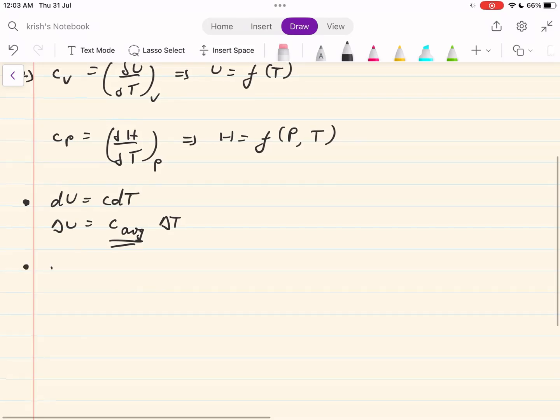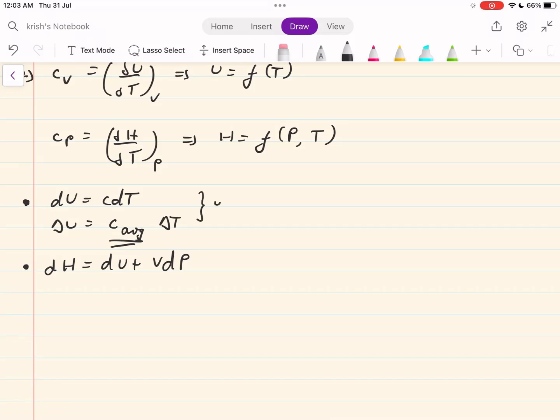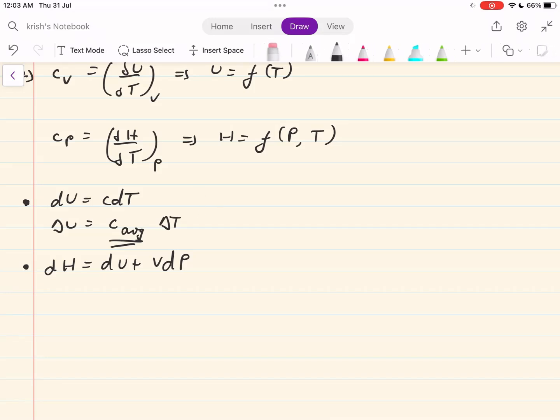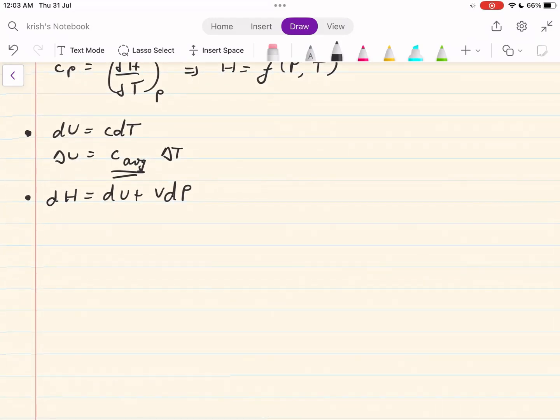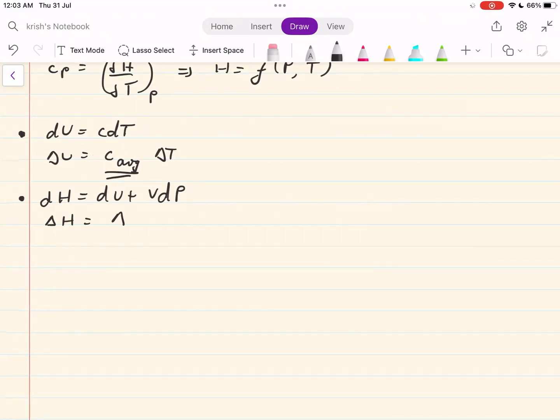However, dH equals du plus v dp. Also, this is small u because obviously there is no mass. If you wanted capital U, you would multiply it by m, so you would get mc dt and mc delta t, right? Always be mindful of the units. As I've said before, I like to solve questions without mass in them and then multiply mass in the end. But you have to find your own way of solving, right? So dH is written as du plus v dp, or delta H equals delta U plus v dp.